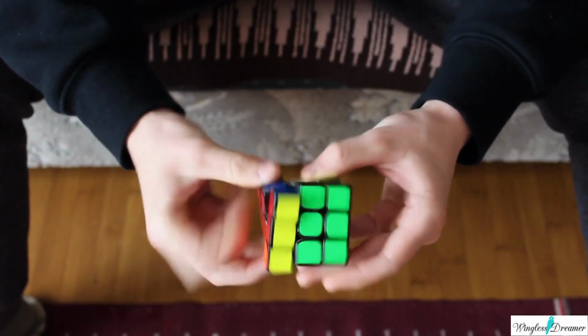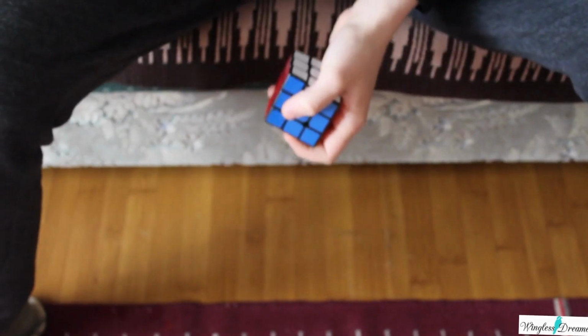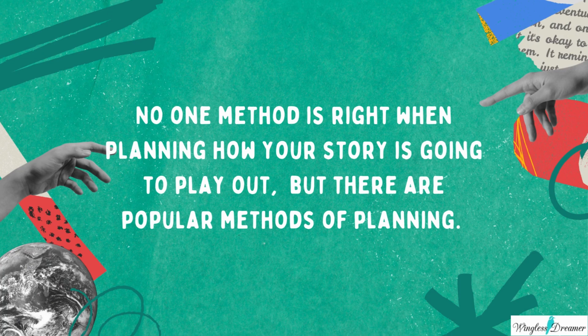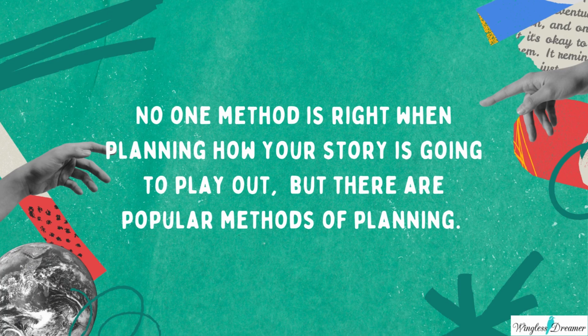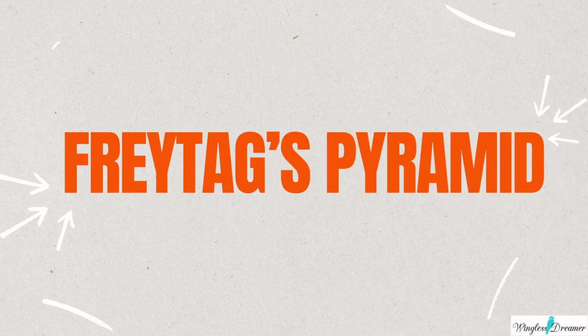It has steps, it has several methods of ending up at the right answer, which is telling the story that you want to tell. No one method is right when planning how your story is going to play out, but there are popular methods of planning. Today we're going to look at one of those methods, which is Freytag's Pyramid.